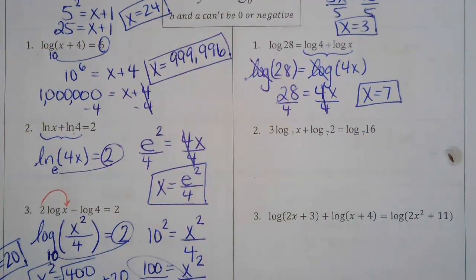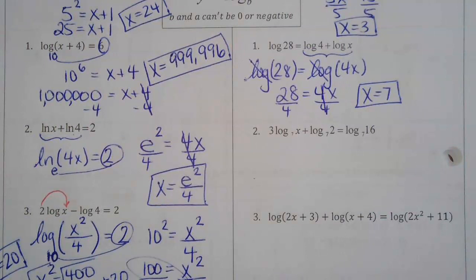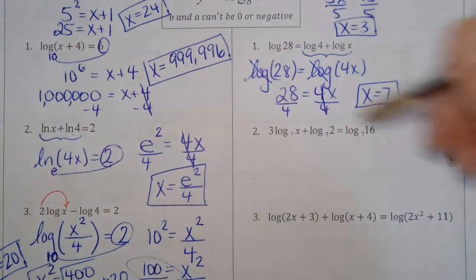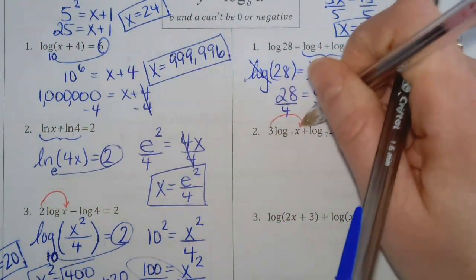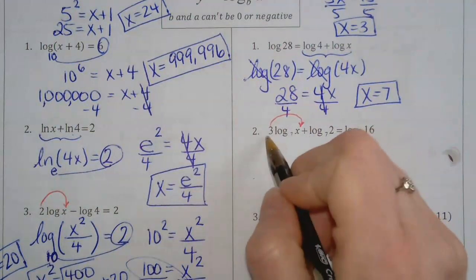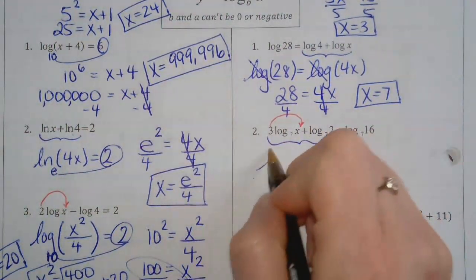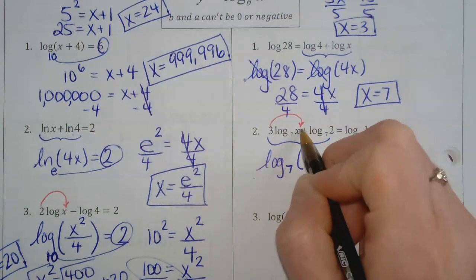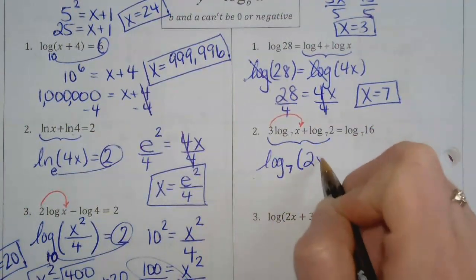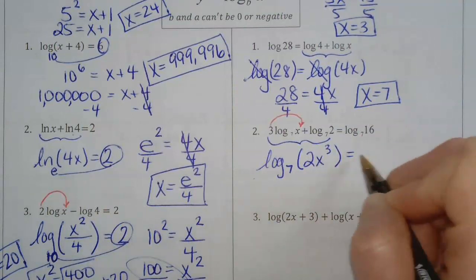So we're going to just kind of keep on doing that same thing. Condense. If we have a single equals a single, we can drop them. Number 2, I see a pesky little 3 as a coefficient there. So when I combine these logs, I have log base 7 of, plus sign is multiply, so this would be what, 2x to the third.